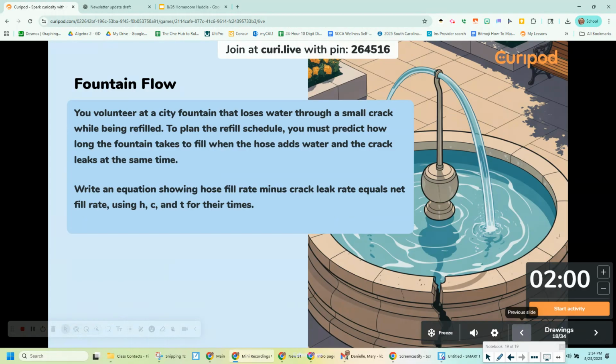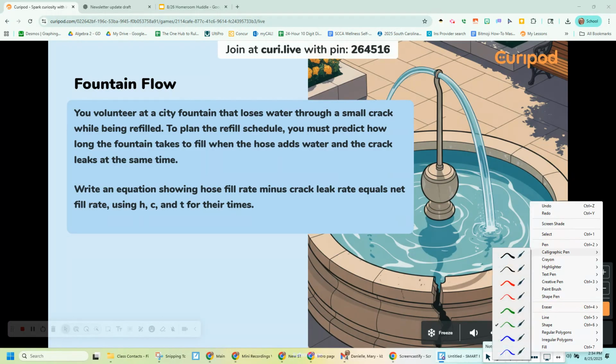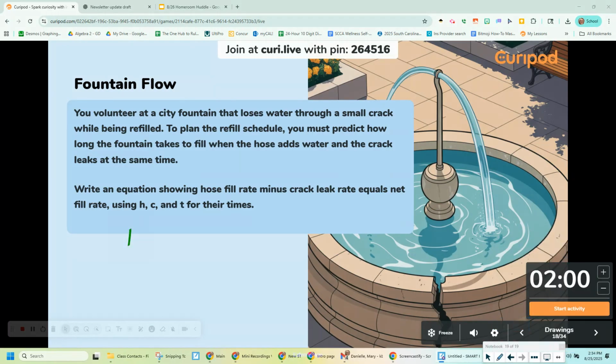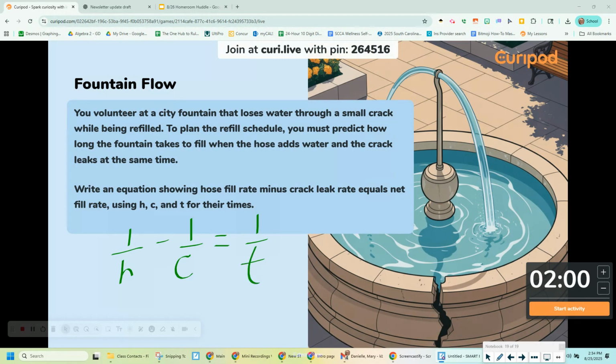All right, so we have just variables here. We have one fountain being filled by a hose, minus one fountain leaking by the crack. Adding them together gives me one fountain over a certain amount of time. Okay, that's all that was wanted there, an equation. This is how the rate problems are going to work.